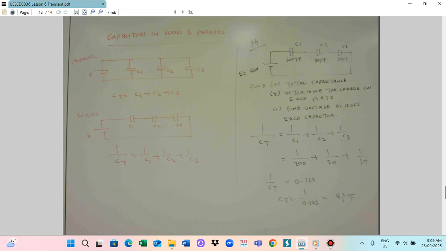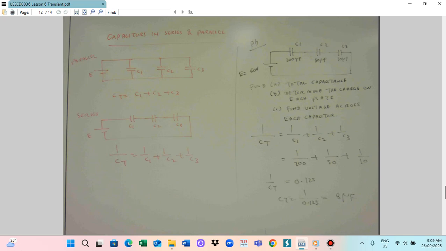So we substitute: 1 by 200 microfarad plus 1 by 50 plus 1 by 10. By solving this, you get 0.125. So 1 by CT is 0.125, so CT is equal to 1 by 0.125. So you get 8 microfarad. By this way, you can calculate the total capacitance.